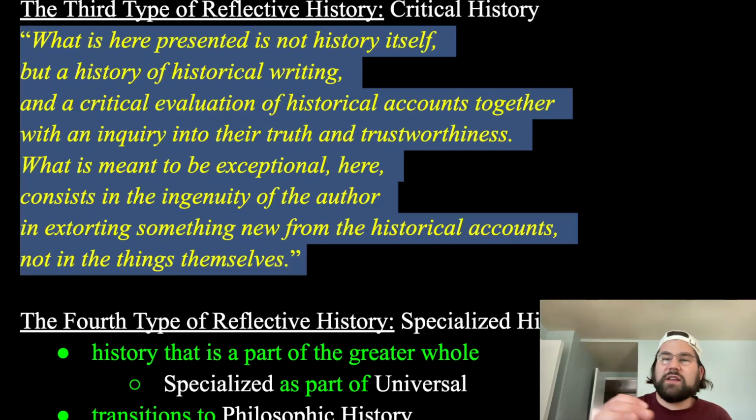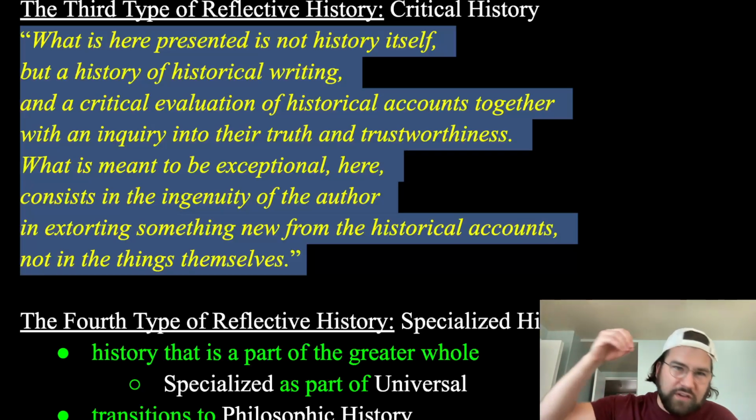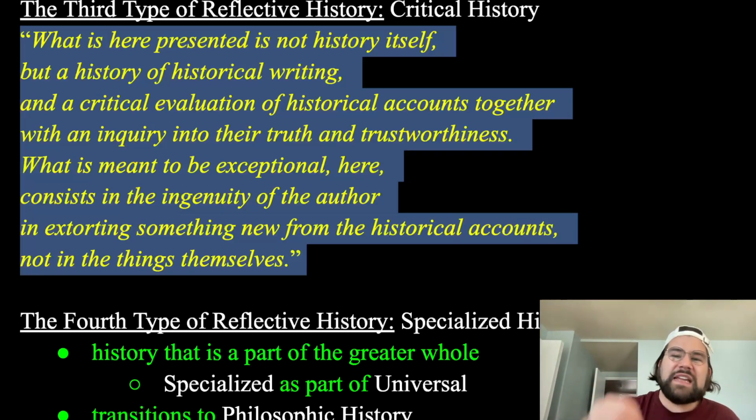Right, so critical history, think pretty much exactly what it sounds like. This is your academic deep dive, going back to the sources, criticizing it, analyzing it, pulling it apart, finding something new, finding new meaning. You're providing a history of historical writing. Right, not exactly history itself. Think like a level up in terms of analysis.